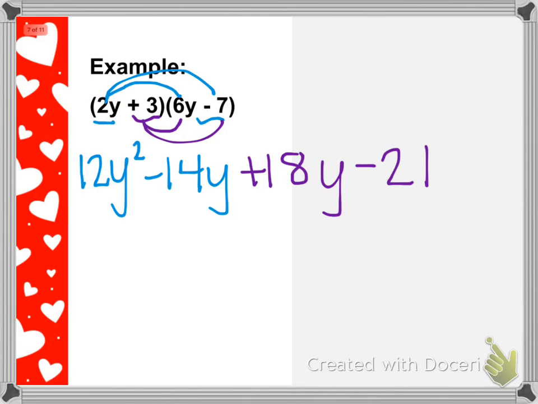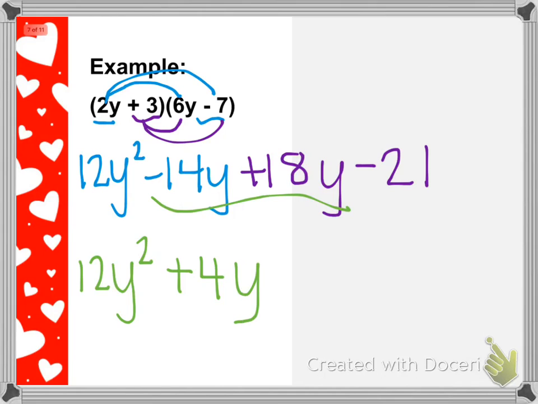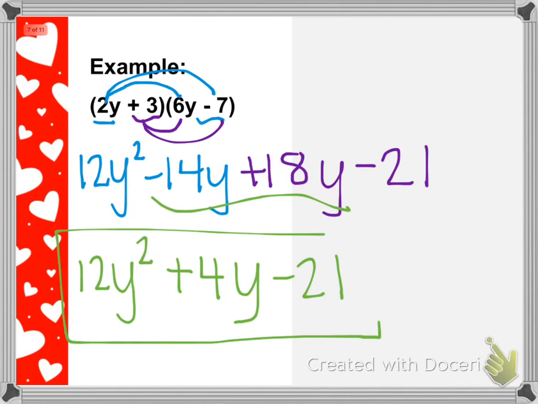Once I'm done distributing, I combine my middle terms, keeping the outside terms the same. So 12y squared stays the same. This is a negative 14 plus 18. Negative 14 plus 18 is a positive 4y, and then minus 21. My final answer is just 3 terms, a square term, a y term, and then a constant.